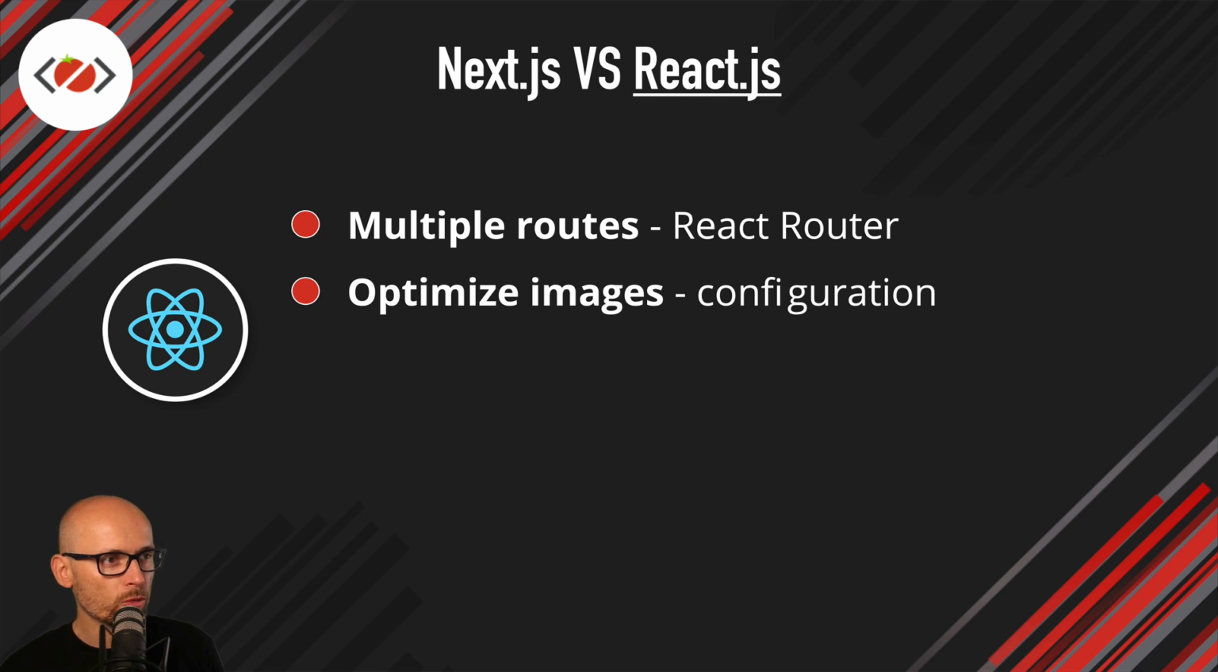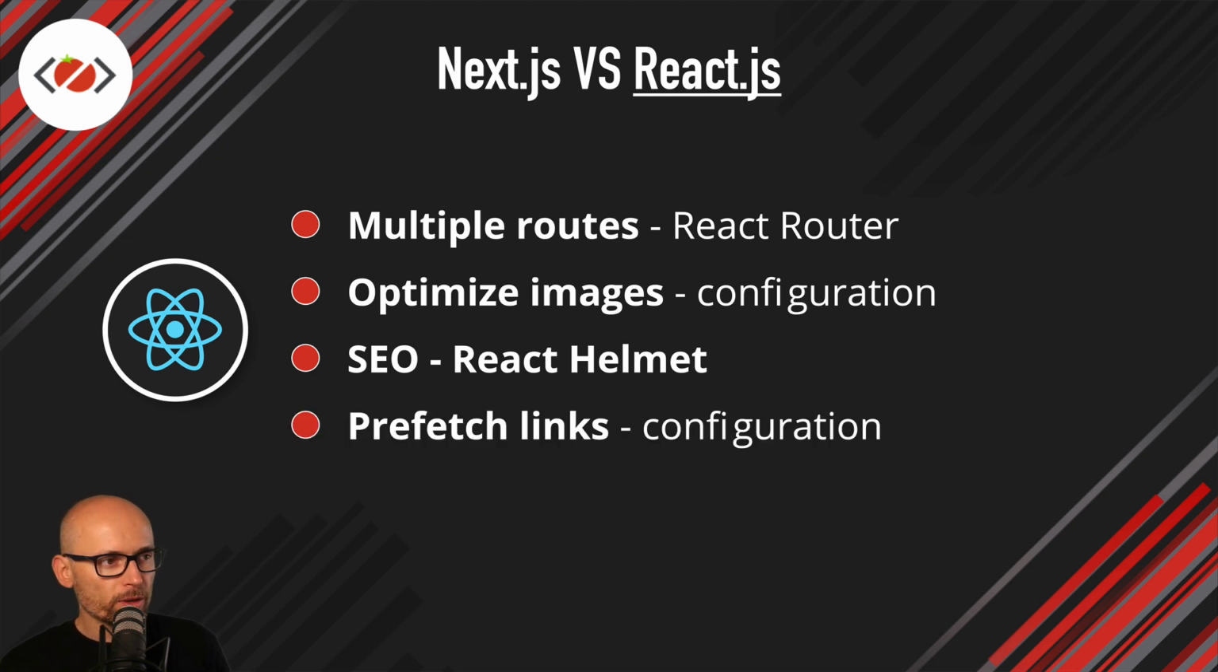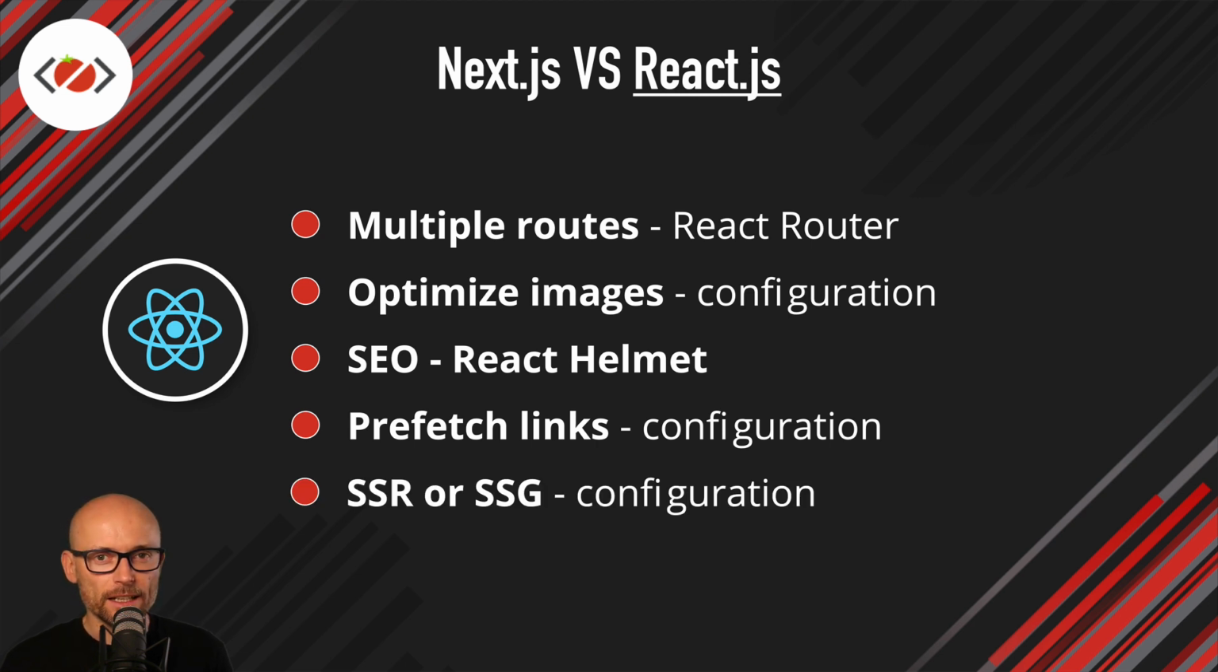That would require a manual configuration. SEO, same thing: you would need to bring in React Helmet to be in charge of the SEO meta tags on each of the pages. If you want to prefetch links, again, you would need to do some manual configuration, and the same applies if you need some pages or parts of your application to be server-side rendered or statically generated. So all these would require either a third-party library or manual configuration, and that's exactly where Next.js becomes very handy.